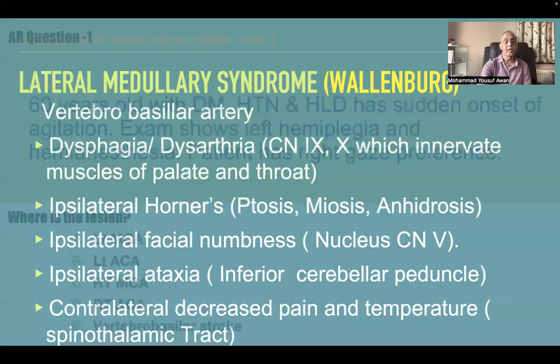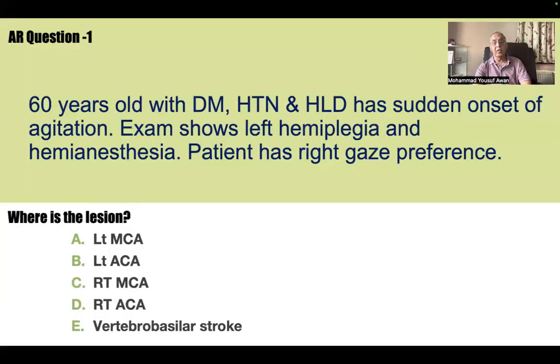So coming back to our question: a 60-year-old man with diabetes, hypertension, hyperlipidemia, sudden onset of agitation. Examination shows left hemiplegia and hemianesthesia. The patient has right gaze preference. So where is the lesion? Rule number one is that if the lesion is on one side of the brain, you will get the signs on the opposite side of the body.